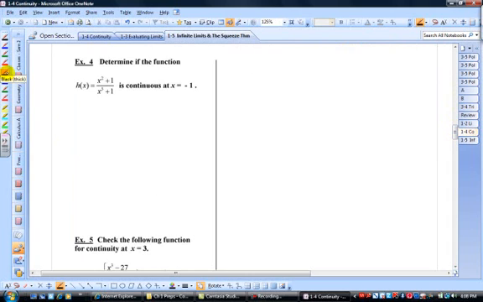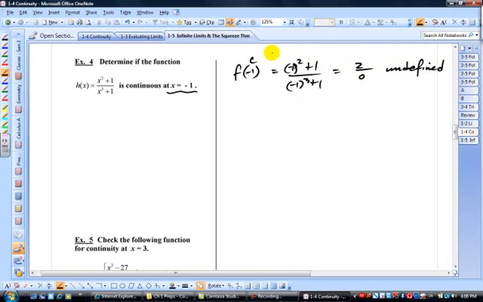Okay, next one here, we want to check continuity at x equals -1. So the first thing you do is you evaluate the function at -1, and that's going to be equal to -1 squared plus 1 all divided by -1 cubed plus 1. That's going to be 2 divided by 0, and that's undefined. Well, that's no good because I said f of c has to be defined, and here it's undefined. So already this fails to be continuous because you have an asymptote there.